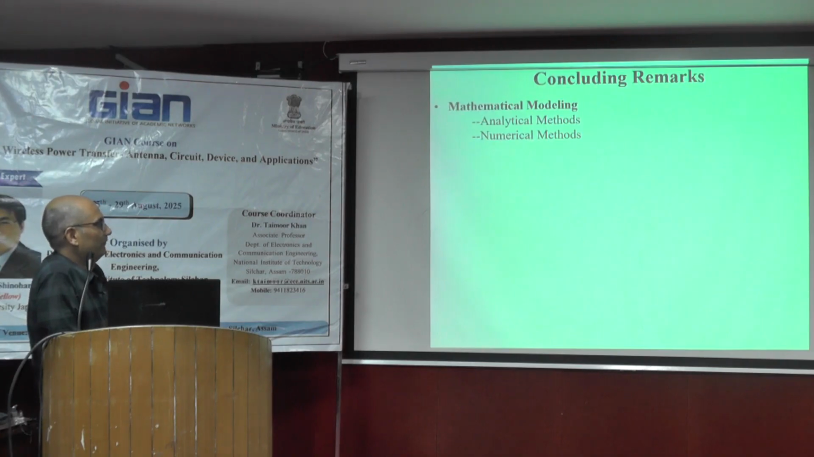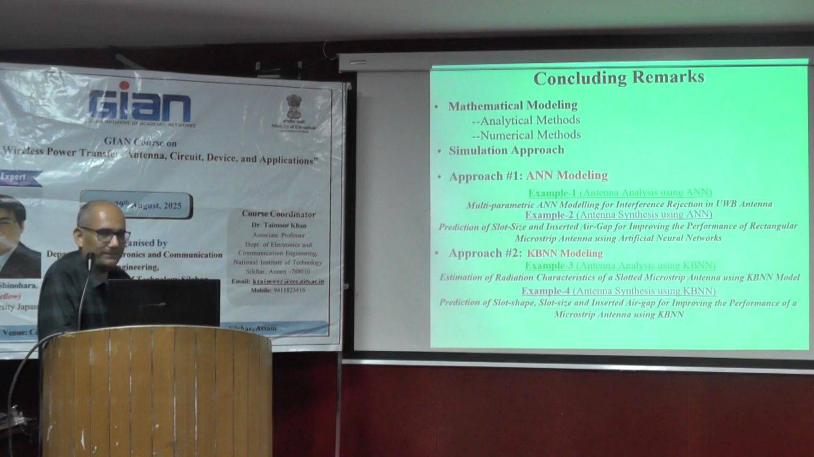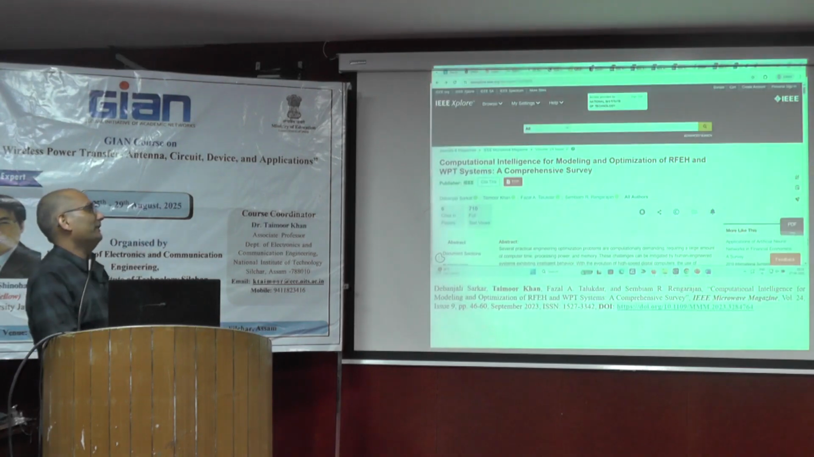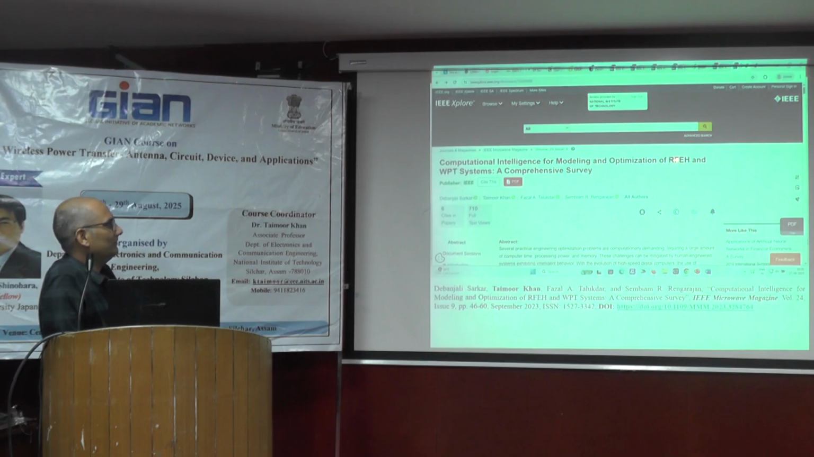Coming to the summary: apart from the power combiner and power splitter, we have overviewed analytical methods and numerical methods. Then the simulation approach, two different examples on traditional ANN and two different examples on knowledge based ANN. For the knowledge based reference, you can take the most recently published one, from 2023, Computational Intelligence for Modeling and Optimization of RFEH and WPT. It covers several cases of individual components and several cases of complete systems in that review survey.